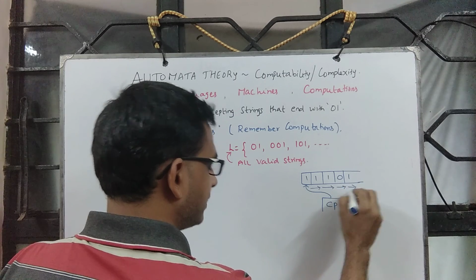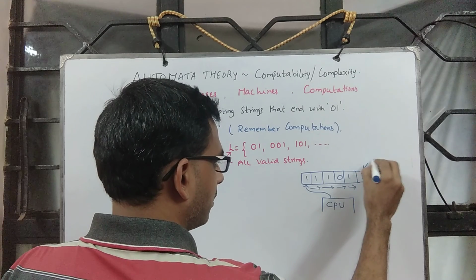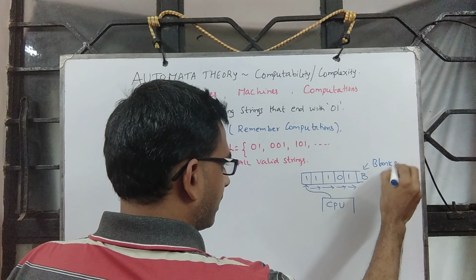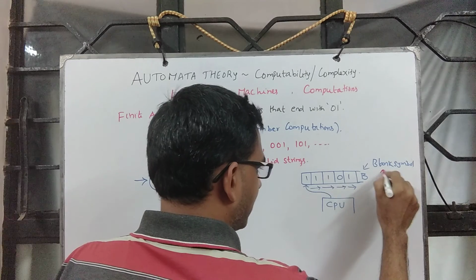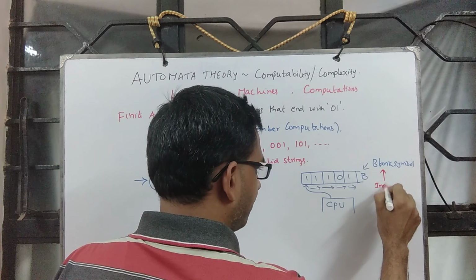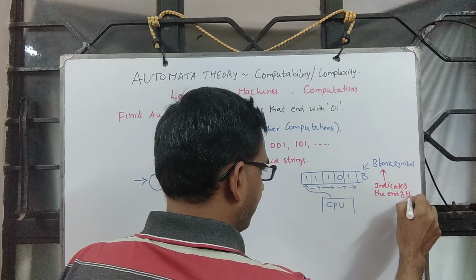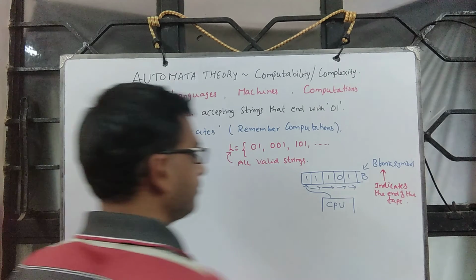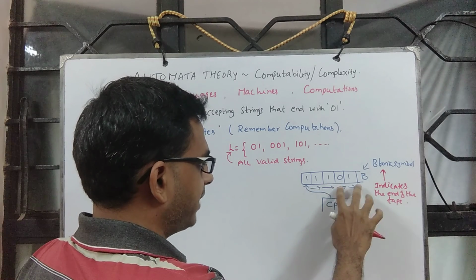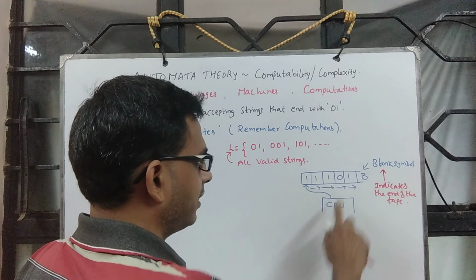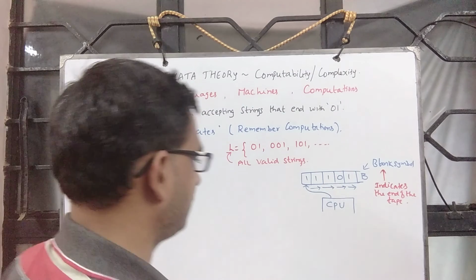So finally, when it sees 01 followed by, let's assume, something called a blank symbol, this will indicate the end of the tape. Just for our convenience, we are having this symbol. This indicates the end of the tape, which means you can stop the machine. So now it reads some sequence of zeros and ones. Finally, it ends with the pattern 01, which means the machine accepts.